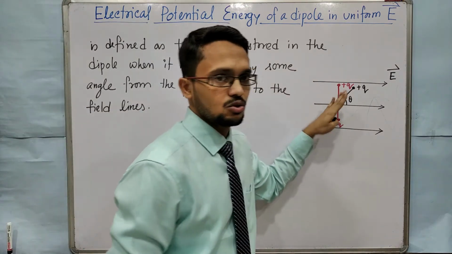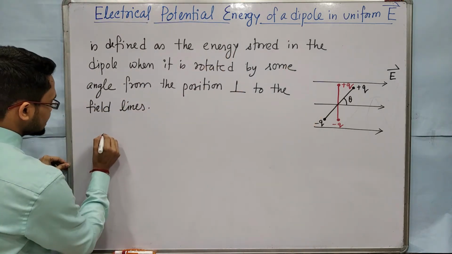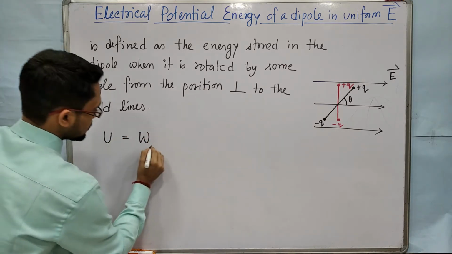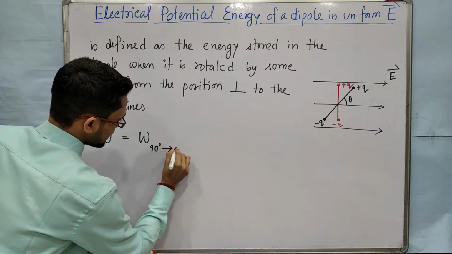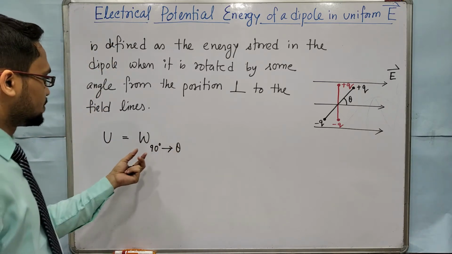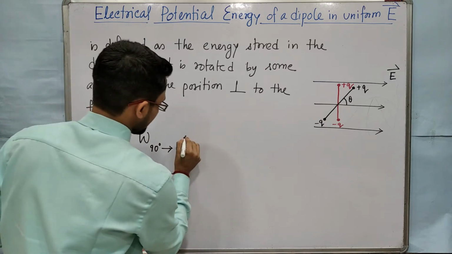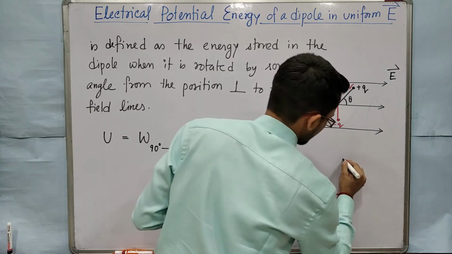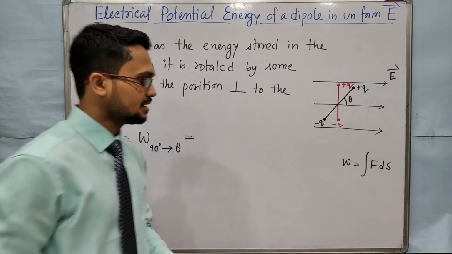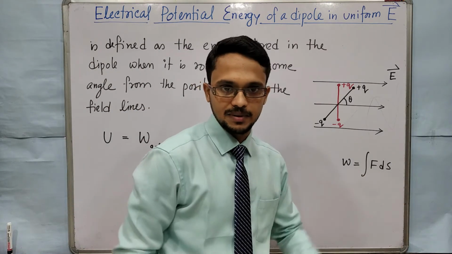So here it is rotating. That potential energy U will be the work done for rotating that dipole from 90 degrees to some angle theta. And what is the formula of work done? We know W equals the integral of F ds. This F and ds are the linear analog of force and displacement.